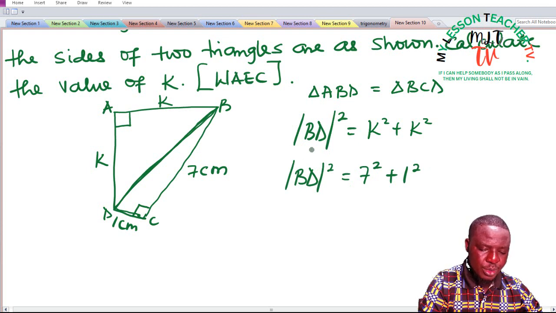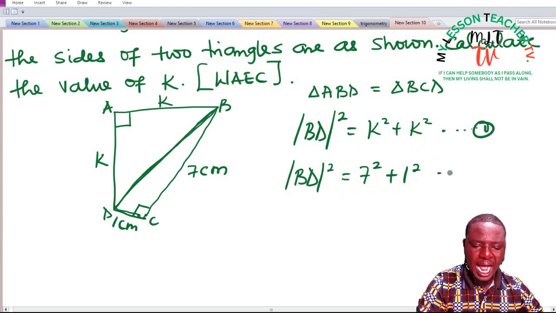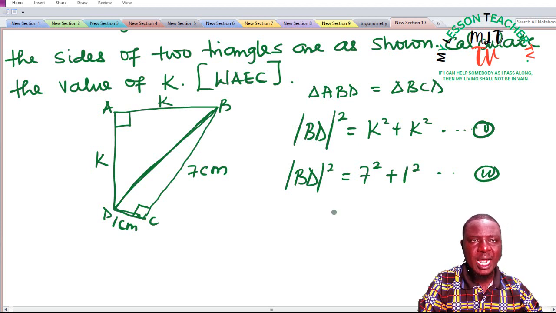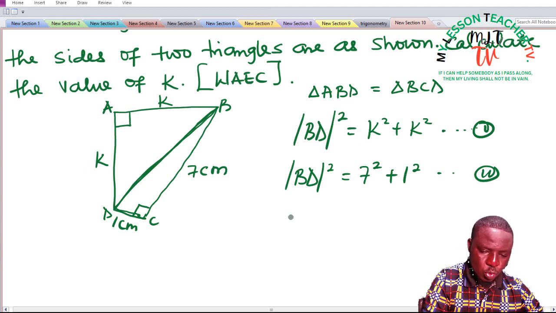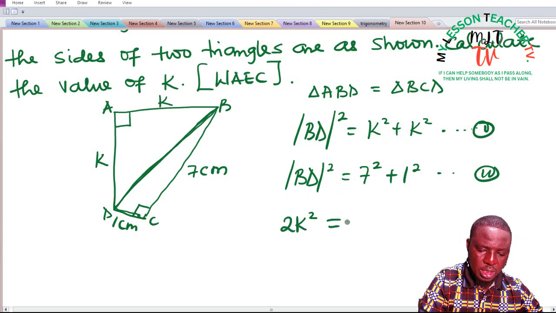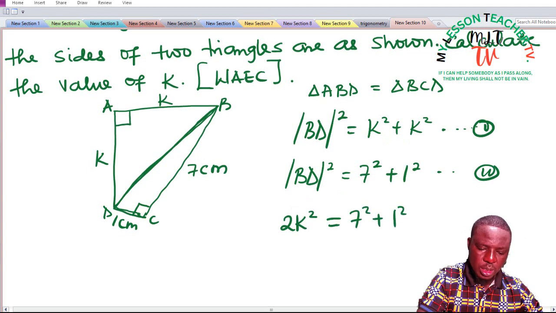So if BD squared is equal to this and BD squared is equal to this, I can therefore equate equation 1 and 2 together, since both of them are equal to BD squared, and that will give me my value of k. Now if you do that, equation 1 has 2k squared, because we have k squared plus k squared, gives us 2k squared. So 2k squared is equal to 7 squared plus 1 squared.